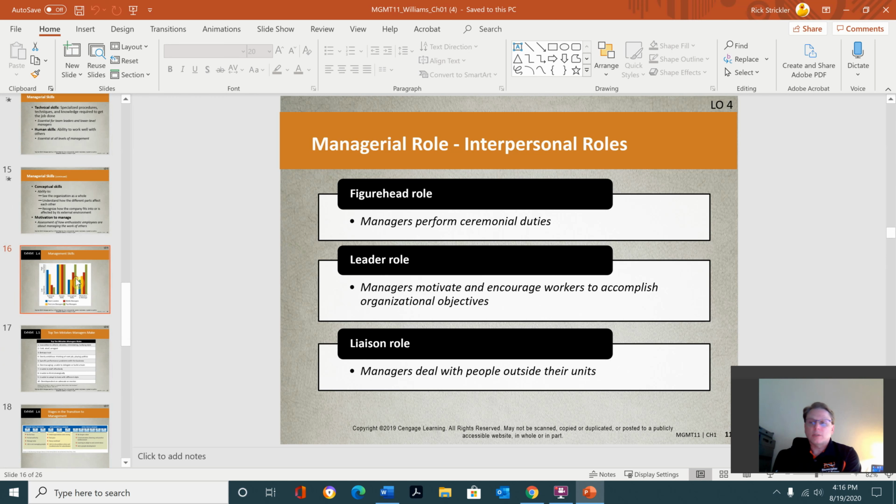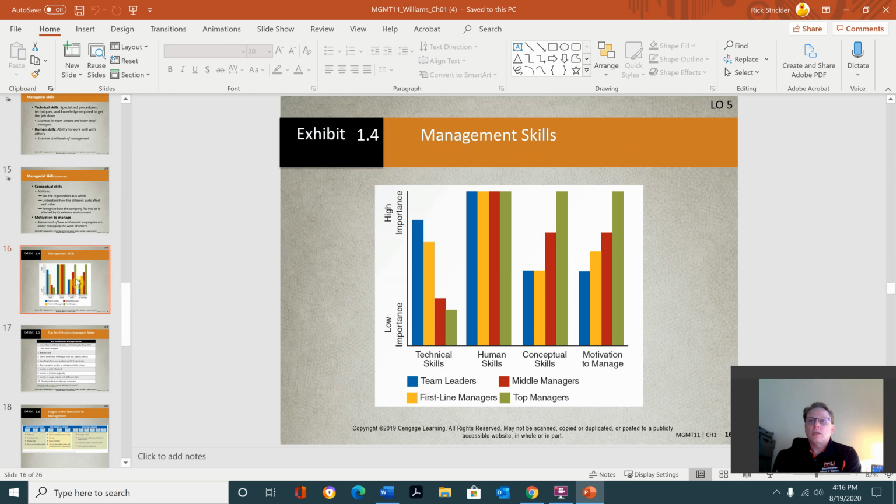Let's go down to this chart. Management skill: technical skills, human skills, conceptual skills, motivation to manage. Okay, so obviously the technical skills would be more for the team leaders and the frontline managers, because they're right at the touch point of the product or the customer, and so they have to have the working knowledge to be able to do it. And then human skills, that's all the way across. That's everybody. Everyone has to have human skills if you're going to manage people.